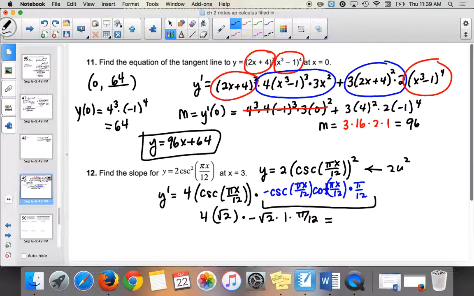So we would get the 4, and then this negative root 2 times root 2 is going to be negative 2. So we're going to get 4 times negative 2, which is negative 8, times pi over 12. So if we divide by 4, we get negative 2 pi over 3. Yeah, that's the slope. Yeah, Beth, do you have a question?